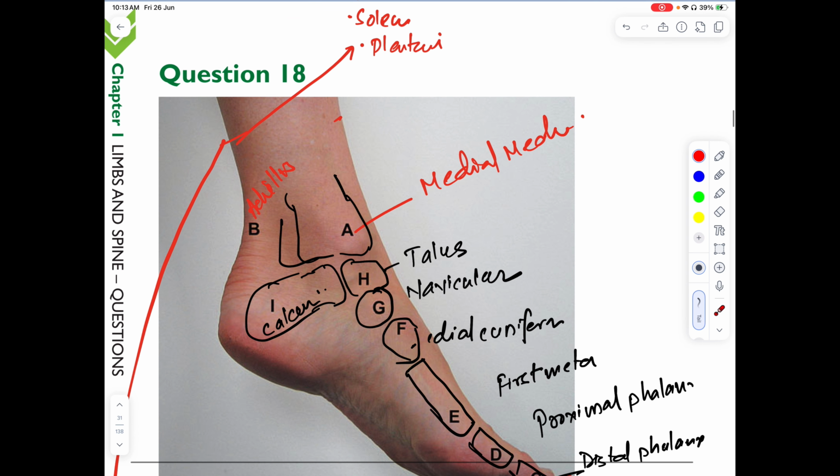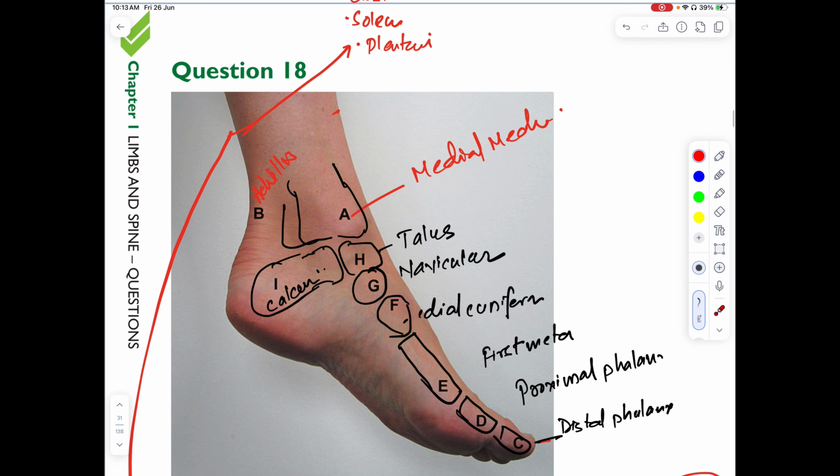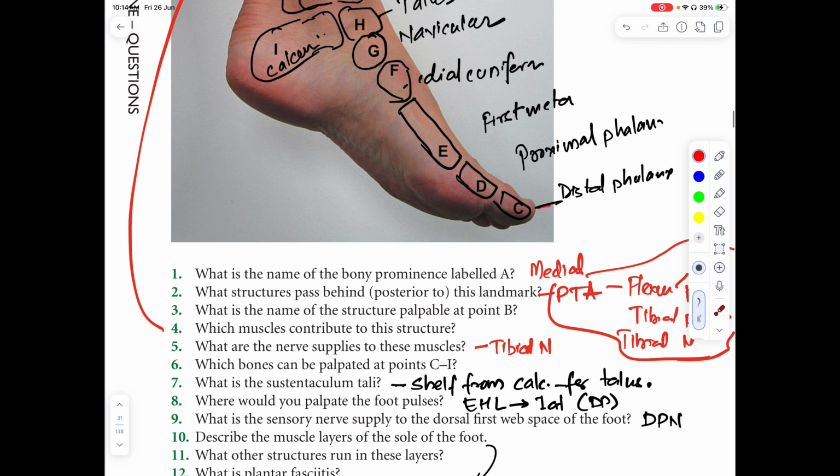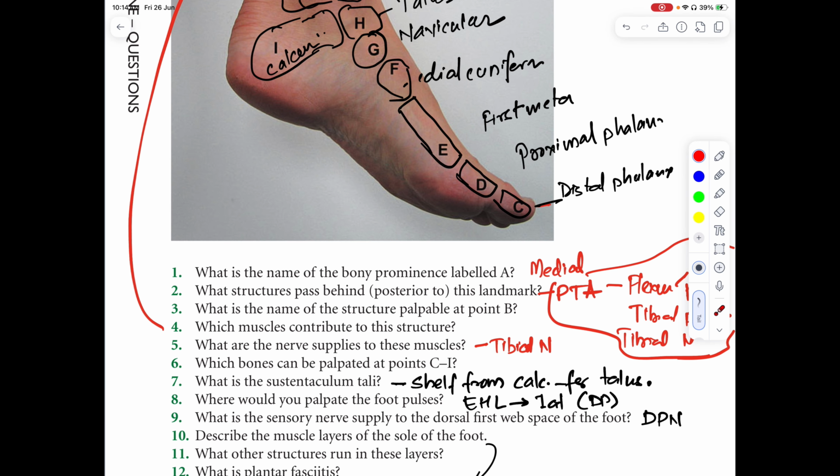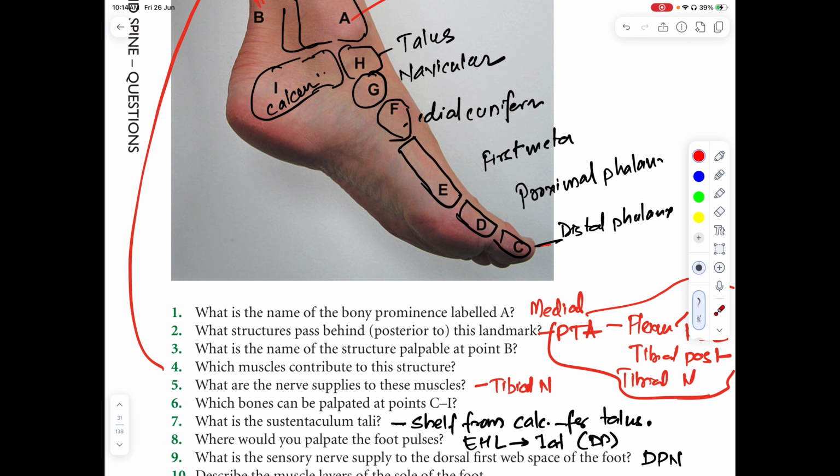Here you get a picture of the medial side of the foot. This is the medial malleolus. Then you have the calcaneum, talus, the talocalcaneal joint, and the navicular bone in between. Then the medial cuneiform, then the metatarsal bone, then the proximal and distal phalanges. The structures passing behind the medial malleolus are the posterior tibial artery, flexor digitorum longus, tibialis posterior, and the tibial nerve.